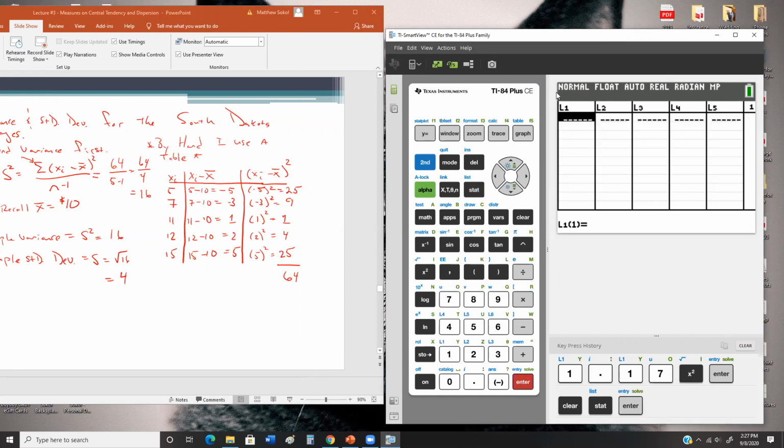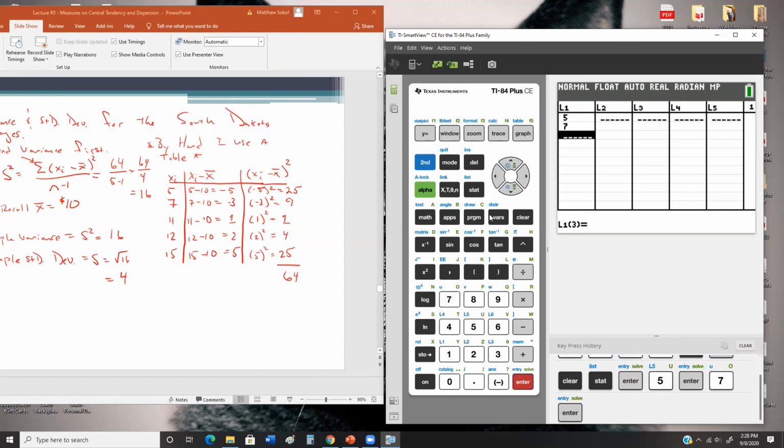And hopefully you should see this on your calculator. Does anybody not see L1 here on their calculator? Really needs to say L1 here. All right, everybody's good who's following along? All right, so what you're then gonna do is take your data set, 5, 7, 11, 12, and 15, and plug it in. So you're gonna press 5, you're gonna hit enter. 7, enter.